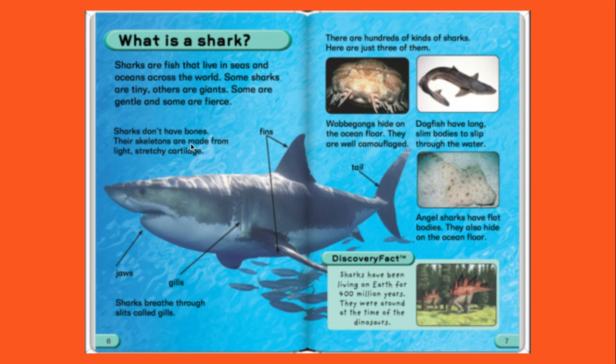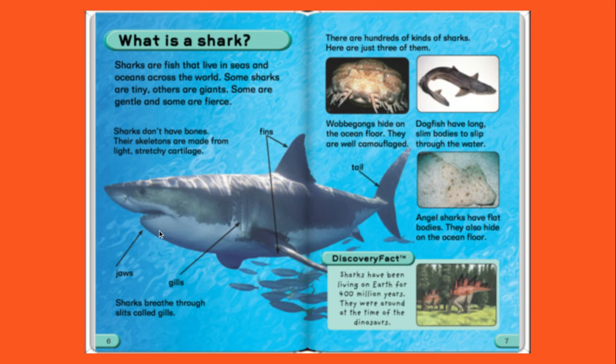And then down here, I have a little caption to go along with this picture. Sharks don't have bones. Their skeletons are made from light, stretchy cartilage. This piece up here did not mention that at all, so that is information I would have missed if I skipped it.